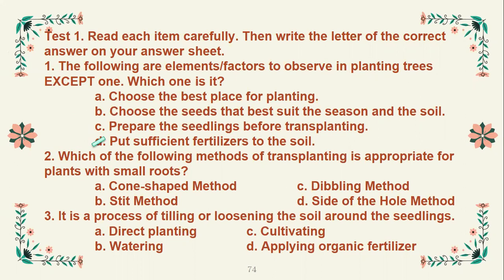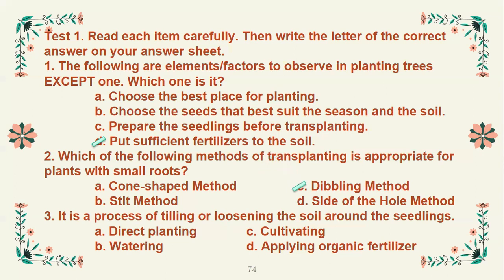D. 2. Which of the following methods of transplanting is appropriate for plants with small roots? A. Coin-shaped method. B. Stick method. C. Dibbling method. Or D. Side of the hole method. So what method is being referred to in statement 2? This is a dibbling method.